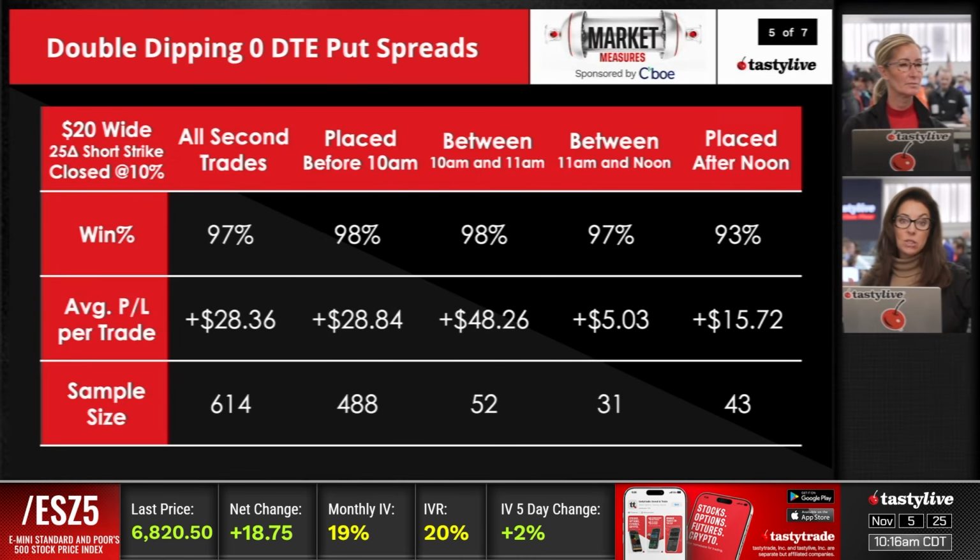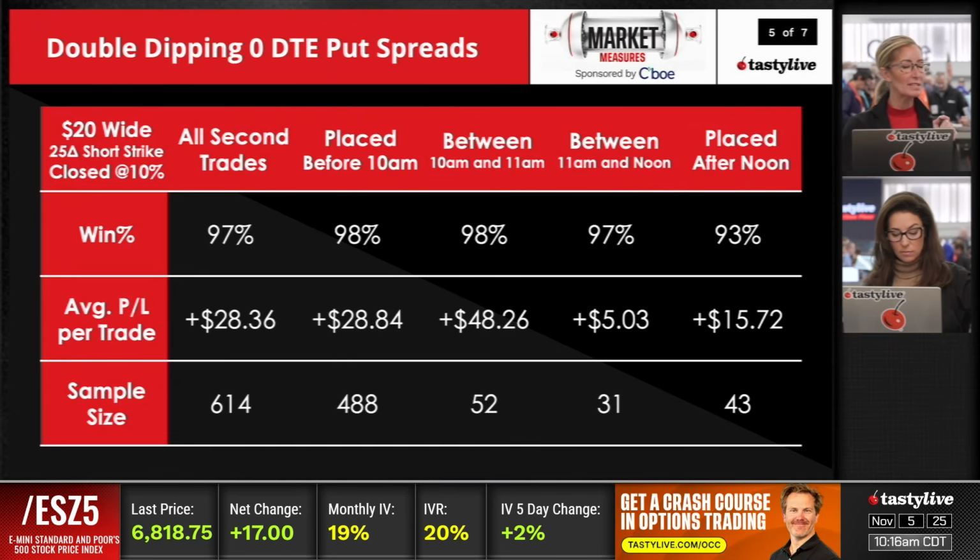Now we're looking at $20 wide at the 25 delta. So you're starting your short put at the 25 delta, making a $20 wide put spread, and this is taking 10% out of it. The 10% seems to be the key. There are no losses, but once again, your sample size is so much bigger. That's what I'm looking at.